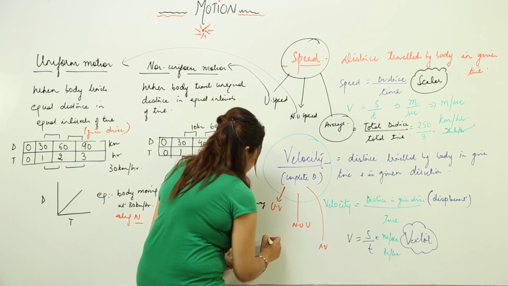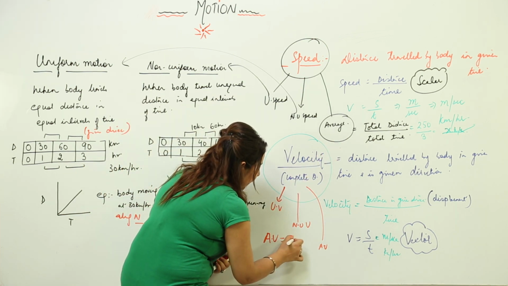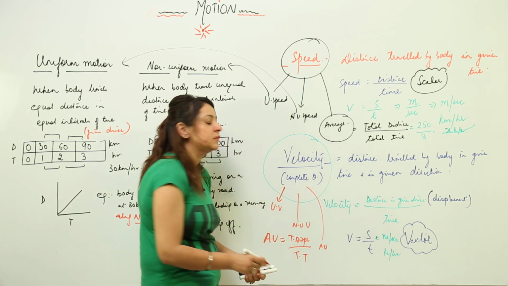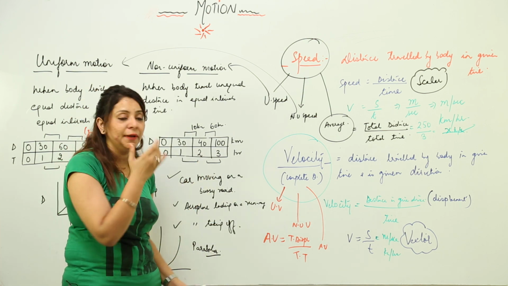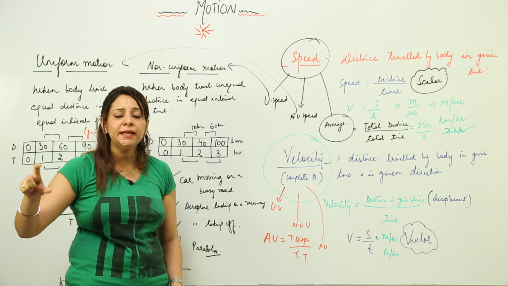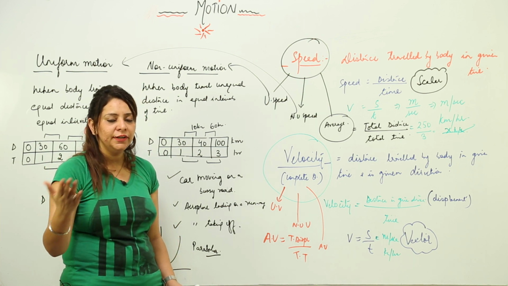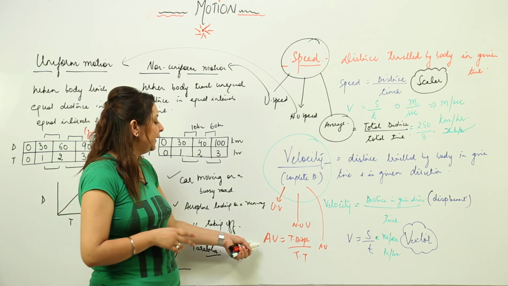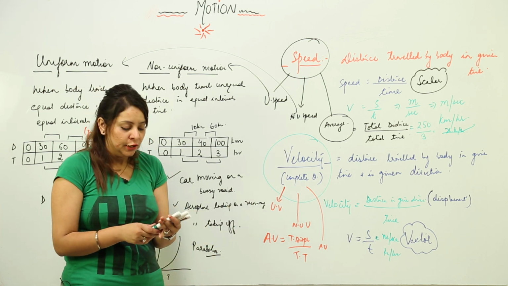But what is average velocity? Again the same: it is total displacement upon total time. Because average speed depends upon distance and velocity depends upon distance in a given direction, that is the displacement, the only difference is that you write total displacement upon total time. So you will be getting information related to average velocity. So this is what velocity is.